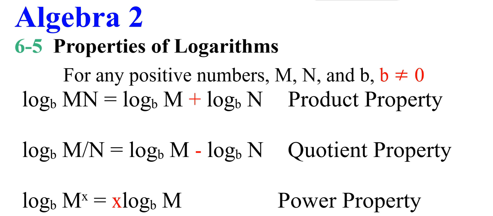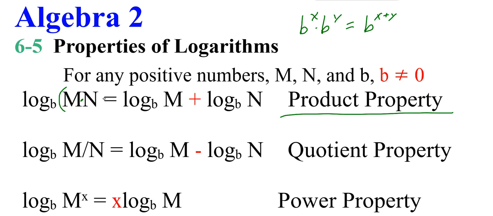If you remember from our exponent rules, if we had b to the x and b to the y, when we were multiplying those, we said that it was b to the x plus y. Since logarithms do represent an exponent, the answers to them are exponents, a lot of this is going to be analogous when we think about our product property. When we have multiplication in log base b of mn, if we want to split that up and write it as two separate logarithms, that multiplication now becomes addition.